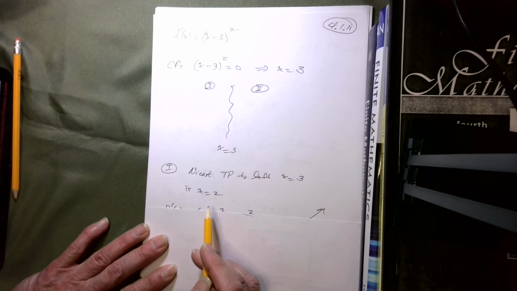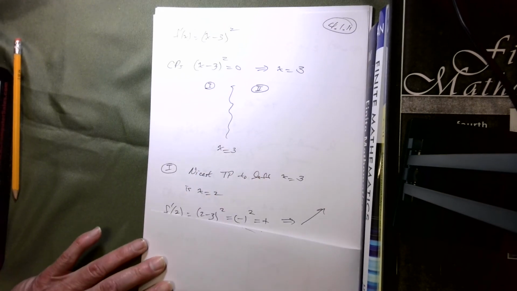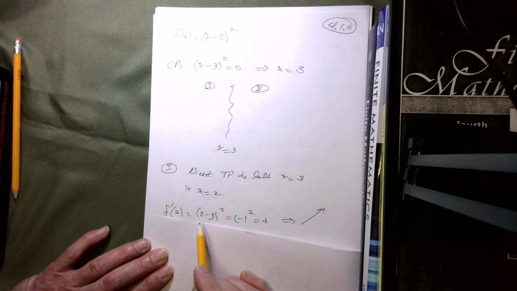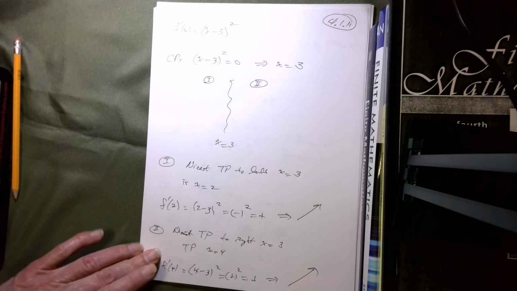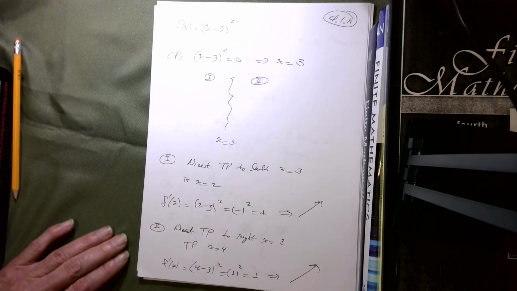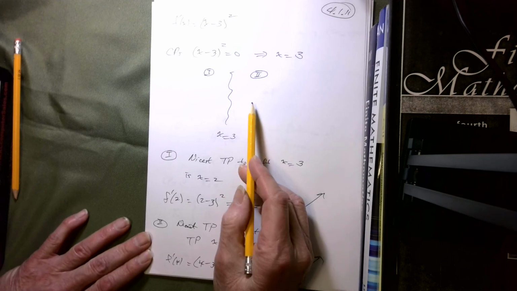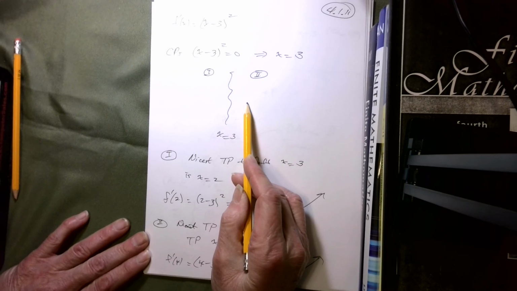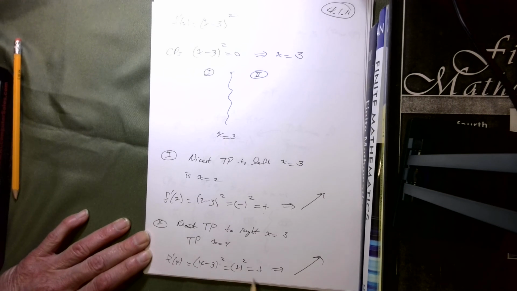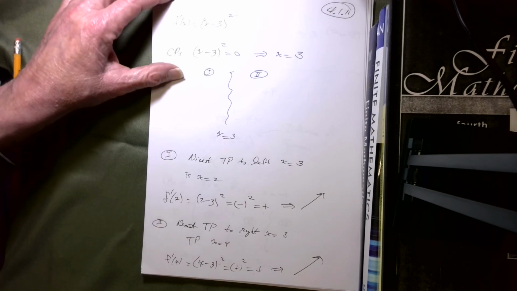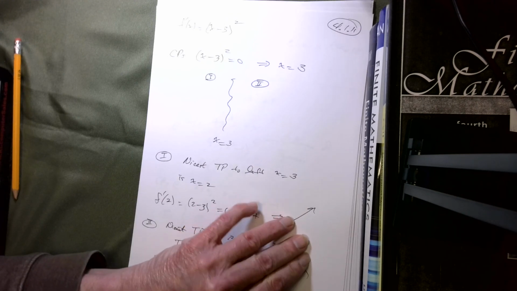Please don't put this into your expanded version. Put it into here. So 2 minus 3 squared, notice it's a negative in here, but you're squaring it so you get a positive number. This means it's increasing. We do the same thing to the right of 3. What's the nicest number to the right of 3? 4. Put it in. Notice when I square a real number, I always get a what? Positive number.